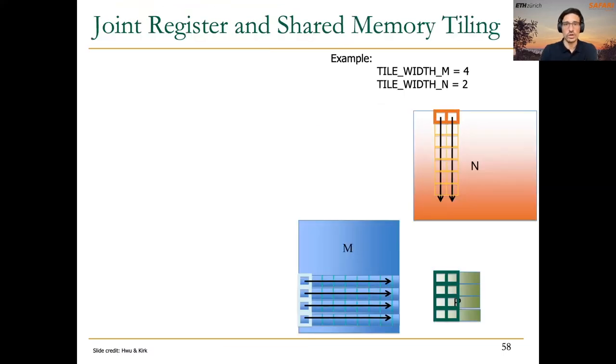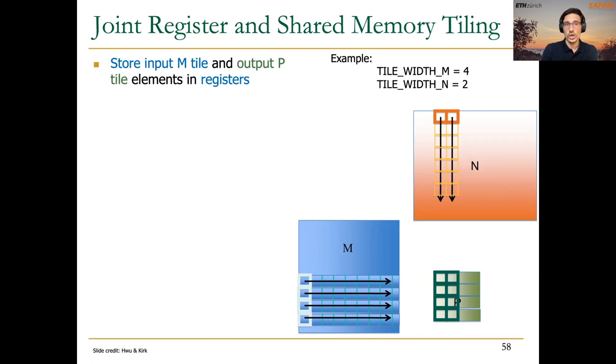Let me show you a relatively simple example of how to use this joint register and shared memory tiling. In this particular example, the two input matrices are M and N, and we are going to use them to compute an output matrix P. So we define tiles in M, N, and P, and the dimensions of these tiles are given here. For example, tile width M equal to 4, tile width N equal to 2. So here this width is 4, this width is 2, as we are using in this example. So how do we proceed in order to perform a matrix multiplication using register and shared memory tiling?